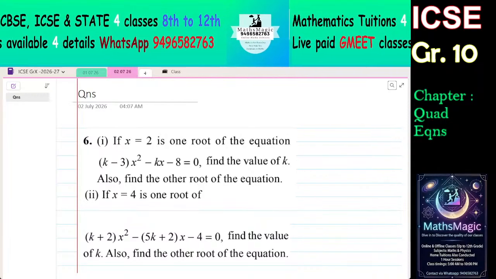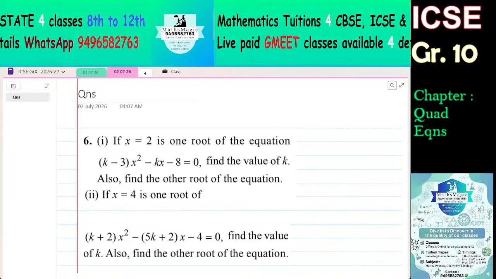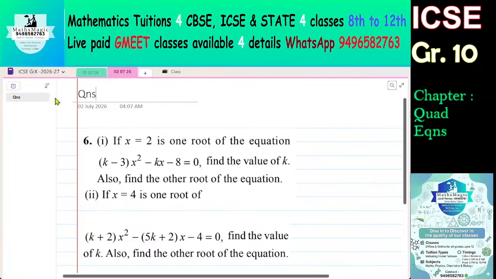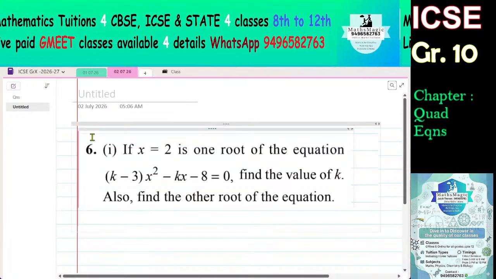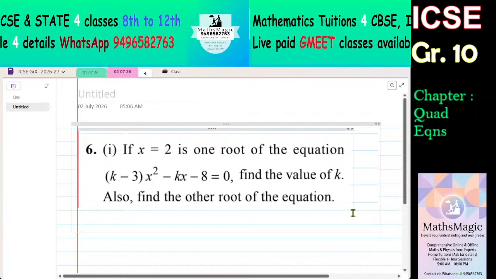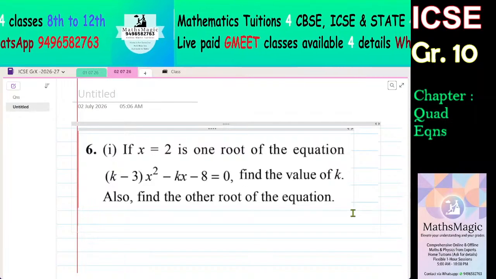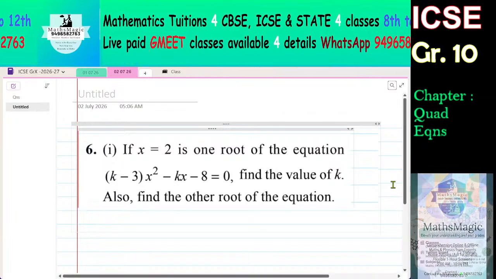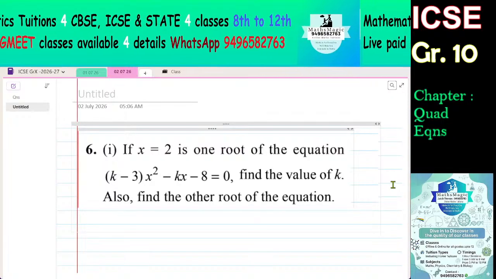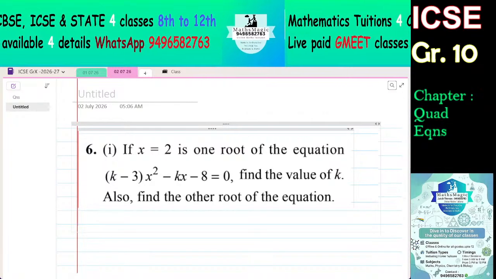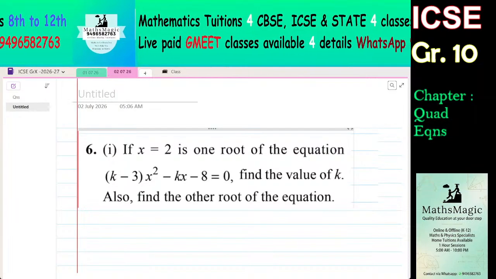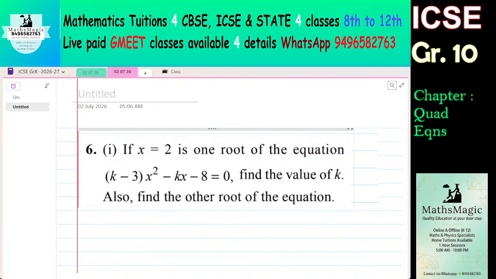Okay, so what's your idea of solving this? Yeah, it's a pretty straightforward one. You need to substitute the value of 2 into the equation. You will get an equation in k. Find the value of k, put it back into the equation. You will get a quadratic equation, then find the root. Those who have understood how to solve it can solve it now. Others, wait for me. We will do it together.